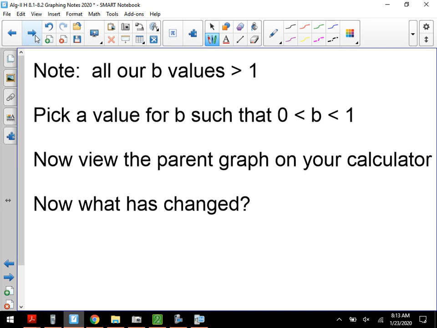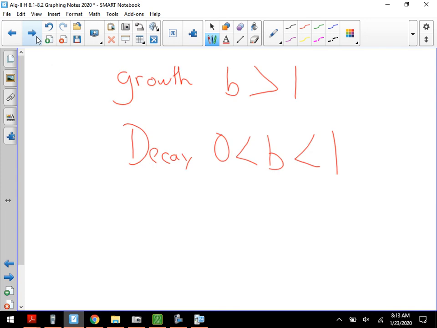Okay, so again, we just did this. Growth, decay is going to be between 0 and 1. Notice it's not negative. And notice it's not equal to 0. It's bigger than 0, and it's smaller than 1, but it's not equal to 1.